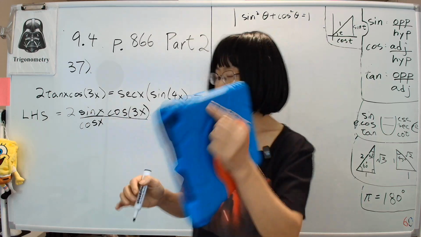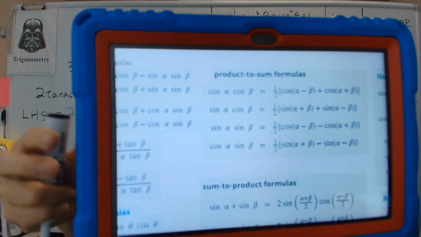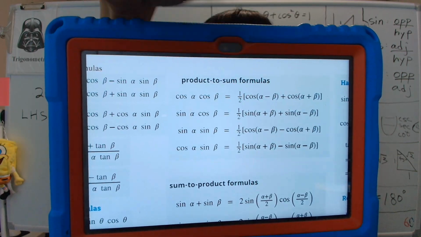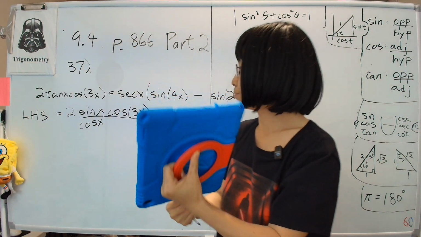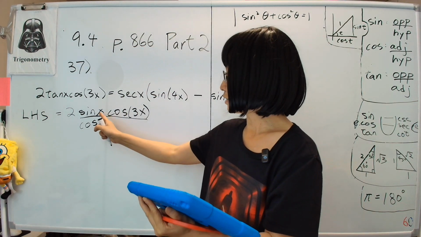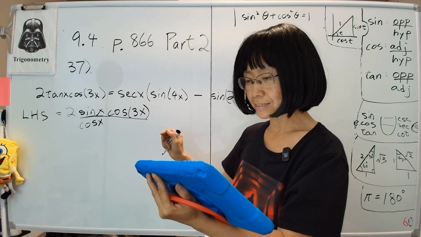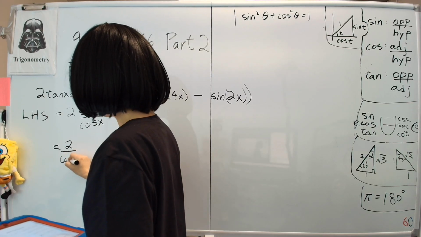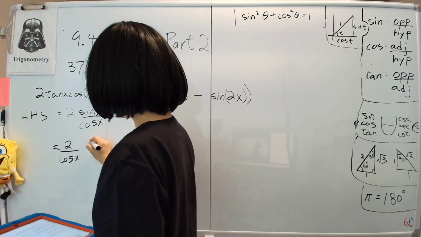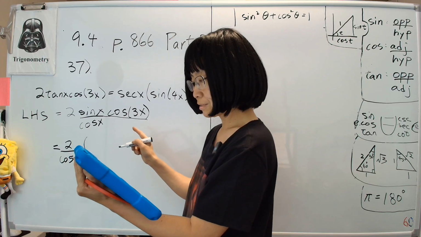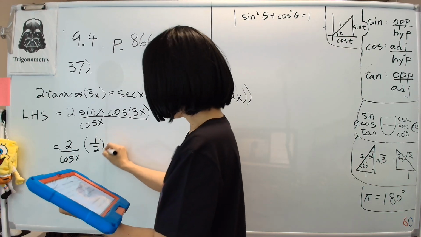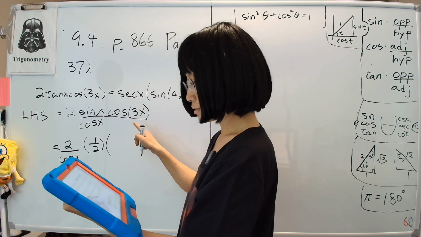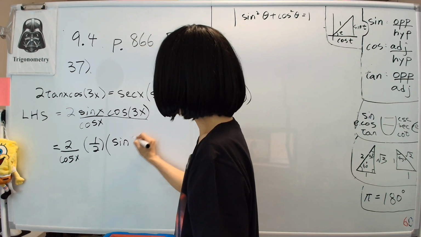So let's do that. That is, we can apply the product-to-sum formula. What is this again? Sine alpha cosine beta. So we'll use this formula right here, the sine alpha cosine beta formula, where x will be alpha and beta will be 3x. So that would be applying that formula. We have 2 over cosine x, which is here. And then inside, the formula equals 1/2 times sine of alpha plus beta, so that would be sine of x plus 3x, which is 4x.